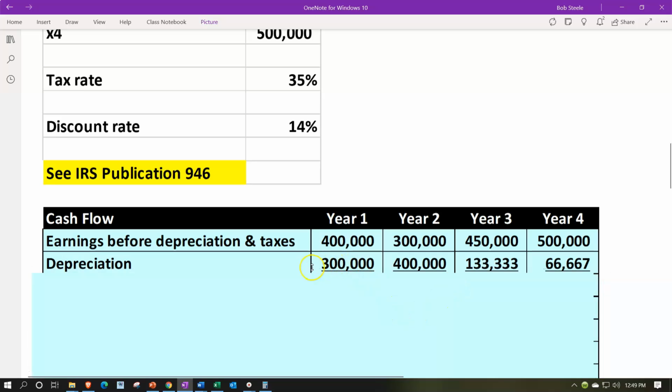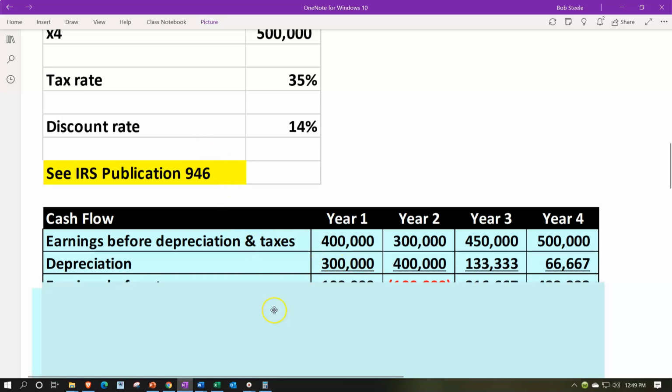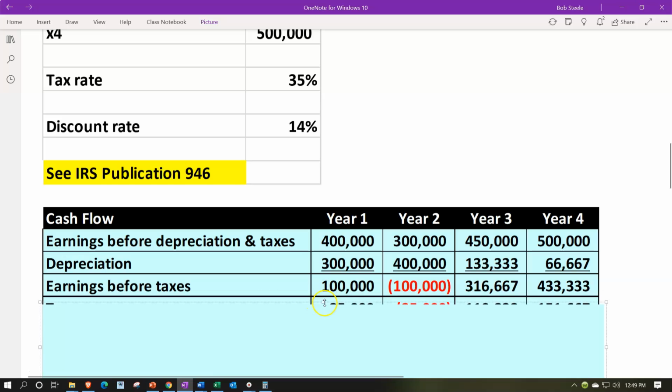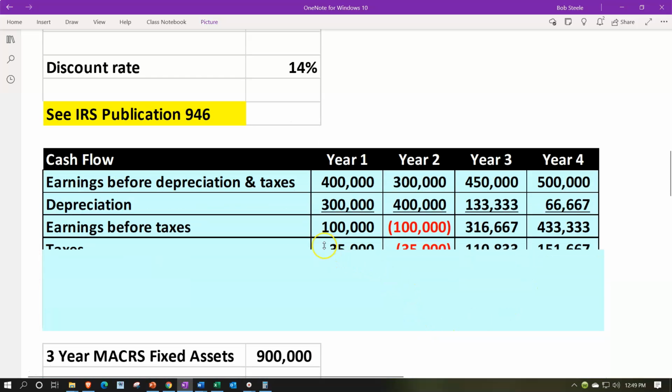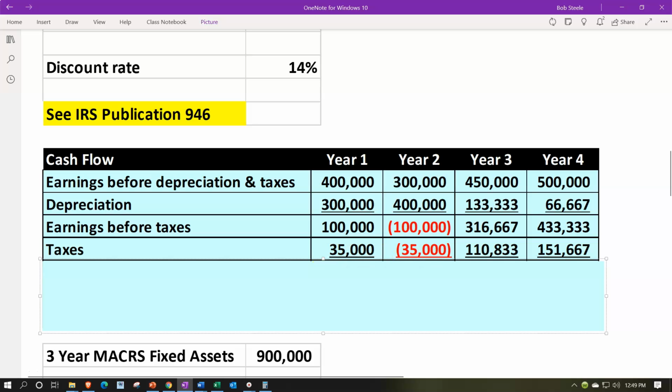So if we subtract those out, we're going to get, for year 1, 400 minus 300, 100. Year 2 is actually a negative, right? We got the 300,000 minus the depreciation. Now we have to assume that we're going to get a tax benefit from that, even though we basically have a loss here. So that's what we will assume. The 450 minus the 133 is the 316,667. The 500 minus the 66,667 is the 433,333. So then we're going to take a look at the tax calculation on it.